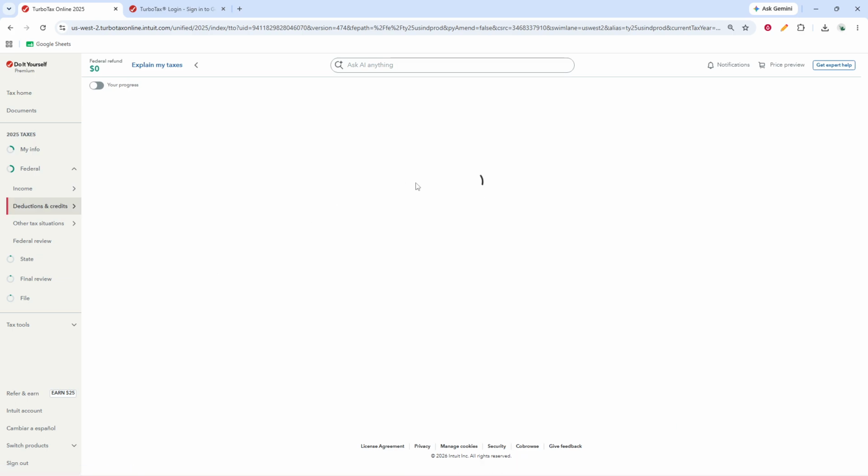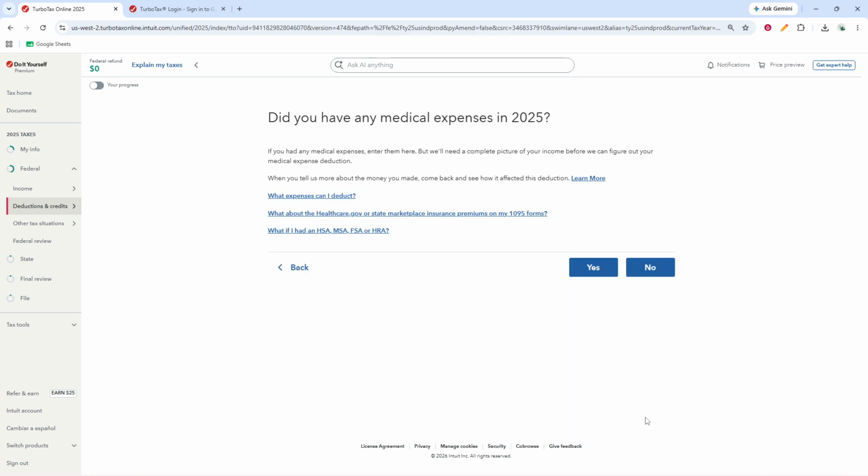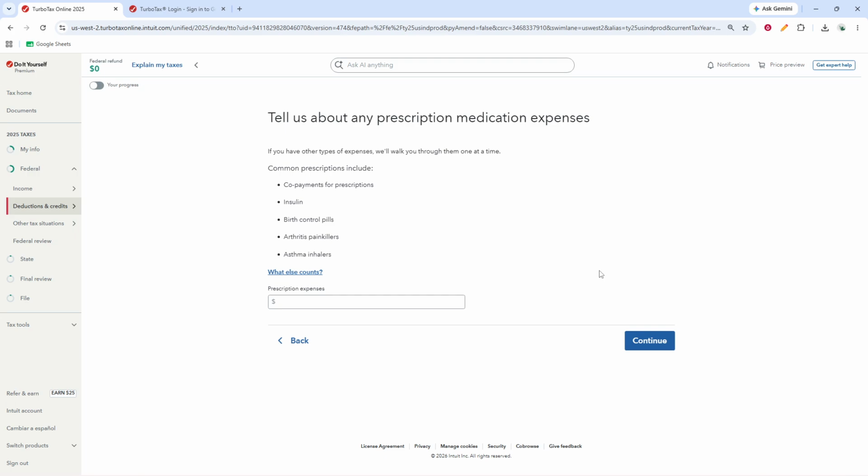This section is where TurboTax walks you through the medical costs you paid out of pocket during the year. When you reach the screen that asks if you had any medical expenses in 25, select Yes to continue. That tells TurboTax to begin the medical expense interview and include these entries in its deduction review.